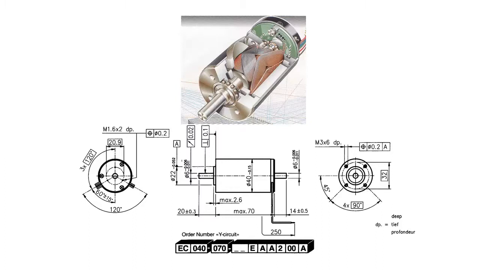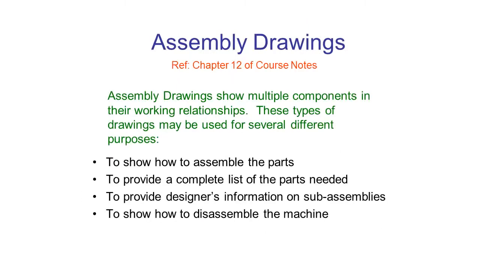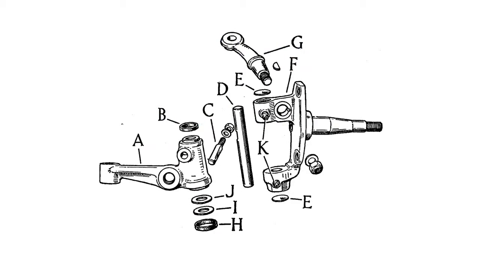So that's another use for assembly drawings. Another use for possibly doing an assembly drawing is to show how to disassemble a machine. This is something you might find in a handbook or a guide on, say, working with your car. These are also similar to things you might find in Lego kits.